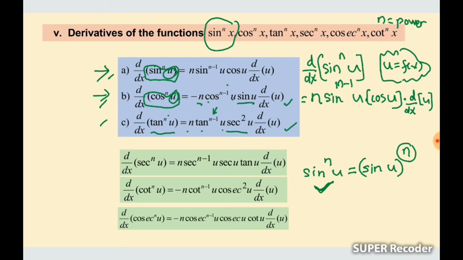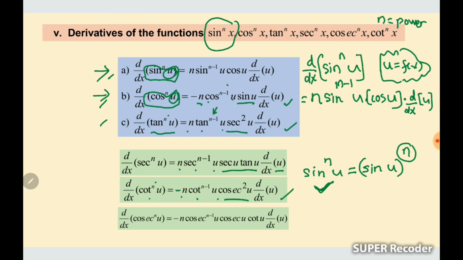Same as sine, cos and tangent. Now differentiate secant u to the power of n. The answer is n secant u to the power of n minus 1. Then differentiate secant u, the answer is secant u tangent u, then differentiate u. Okay. Differentiate cotangent u to the power of n. The answer is negative n cotangent u to the power of n minus 1. Then differentiate cotangent u. The answer is negative cosecant squared u. Then differentiate u.